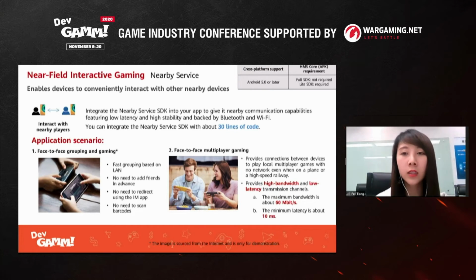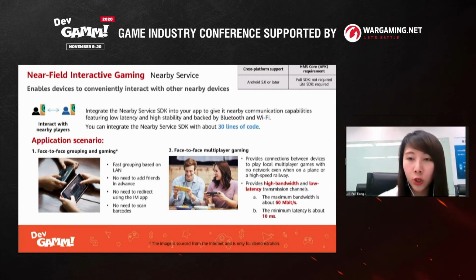One is fast face-to-face grouping by one click. By calling the nearby service capability, the device could find the people nearby and connect them via Wi-Fi or Bluetooth in a short time. And another one is you could add the face-to-face multiplayer gaming function in your games. Then players could play your games even in places with no internet by short distance connection, such as on the airplane.